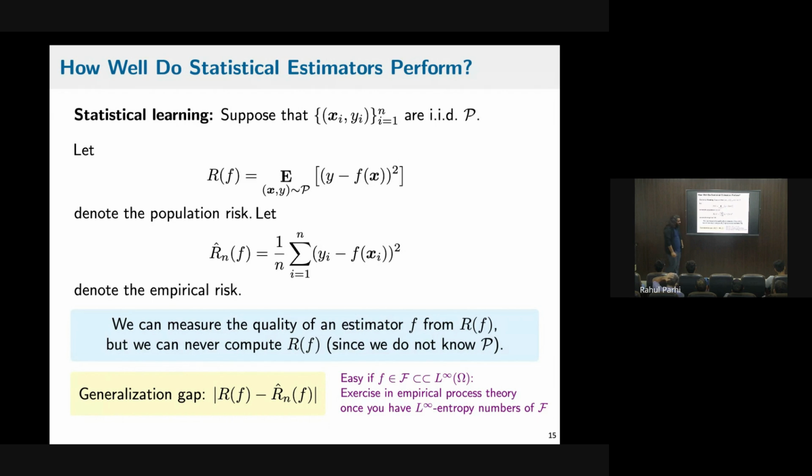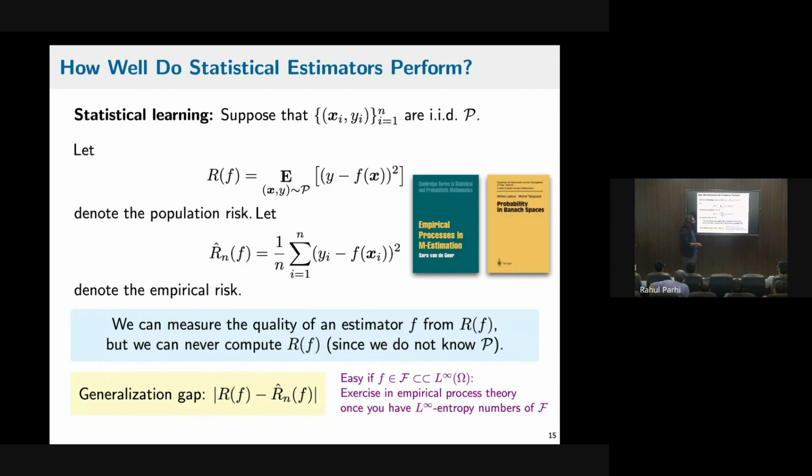One comment I'll make is that if you know your function lives in some model class F that embeds compactly into L infinity, say on some bounded domain omega, this almost becomes an exercise in empirical process theory once you determine the L infinity entropy numbers. I'm trivializing a little bit, but basically once you have entropy numbers, it's like plugging this into your favorite textbook on empirical process theory. So really this reduces the problem to determining entropy numbers of the model class of interest. Let's see what this actually means for these variation spaces.